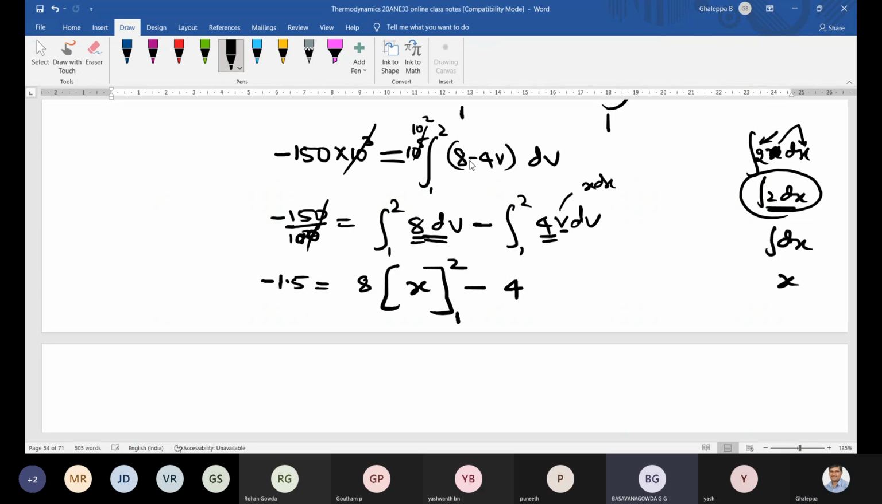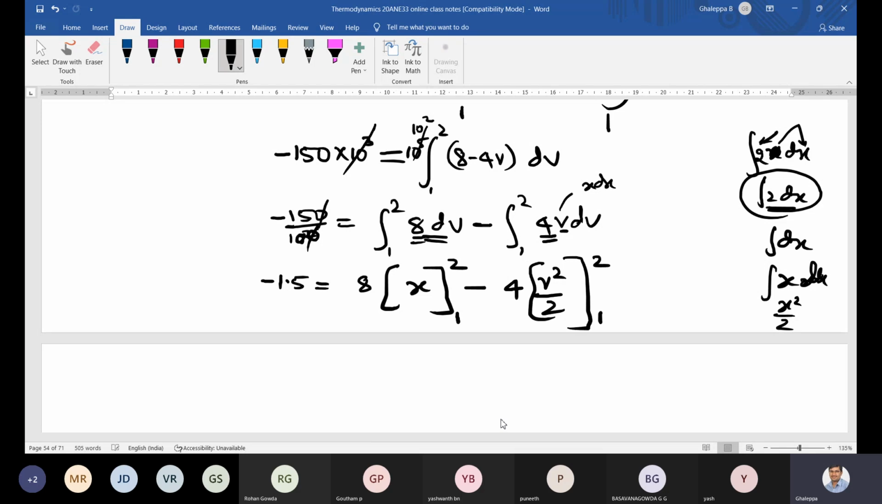Integration of x dx is x square by 2. Please mute yourself. Please mute yourself. Do not disturb the classes. So 4 V square by 2 between the limits 1 to 2.